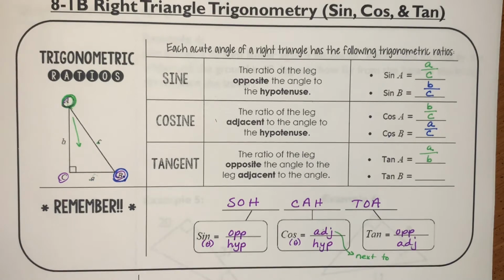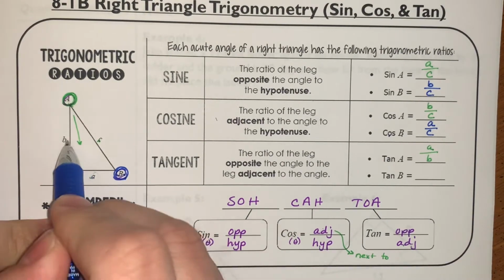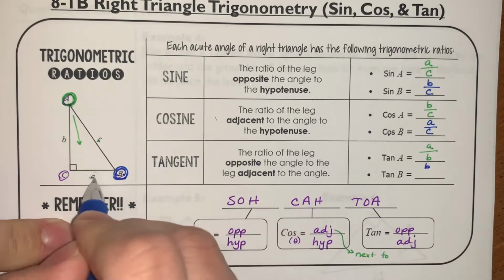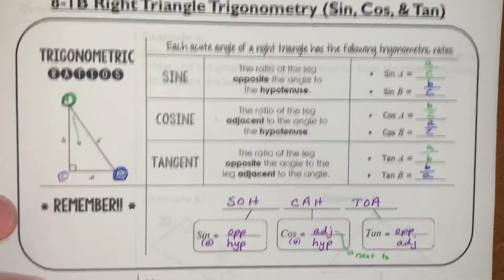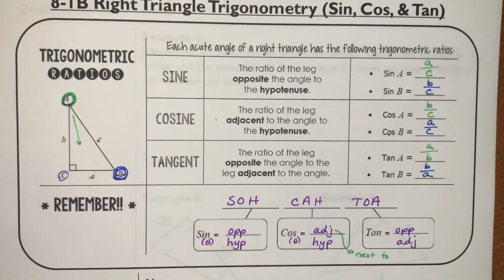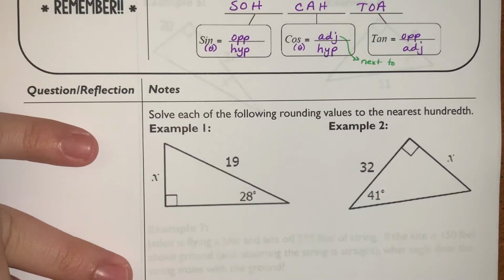And then if I think about it from the perspective of angle B, opposite of angle B is little b, and then adjacent is little a. Okay? And then once you get the setup, everything else is just plug and chug, work in your calculator, and so on and so forth. Let me go back to my purple color. All right. So that's what we're going to end up doing to solve these problems.